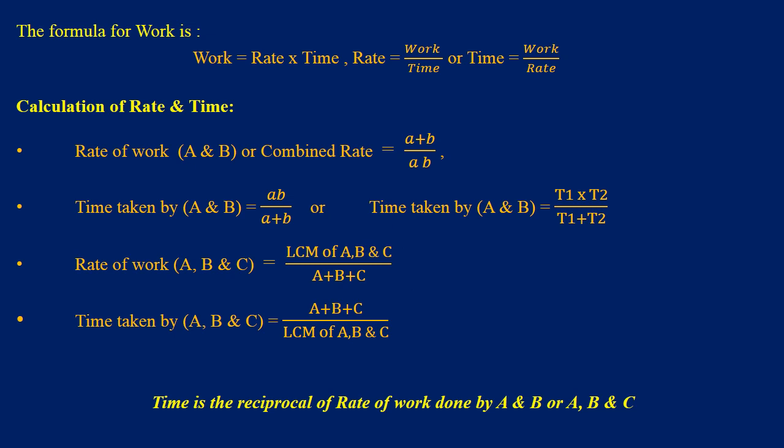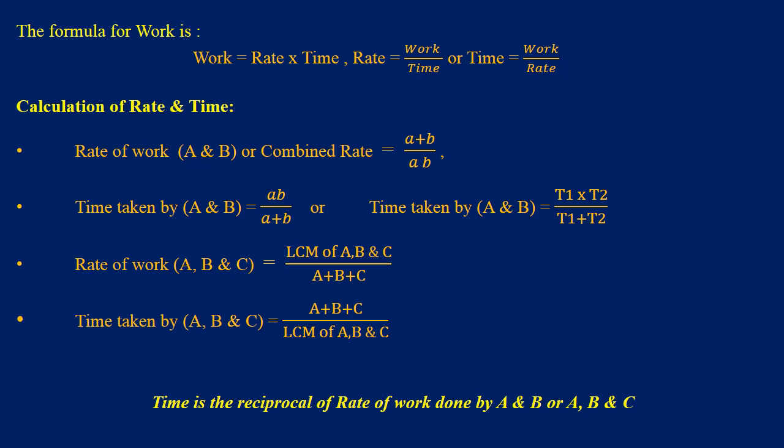The formula for work is: work done is equal to the rate at which the work is done into time. Now, in order to find out rate or time, we're going to rewrite this equation by rearranging rate, work and time. So, rate will be equal to work over time and time will be equal to work over rate. Now, in order to find out combined rate, that is the rate of two or more things, we will have to apply some other formula for it.